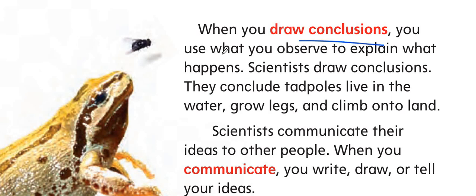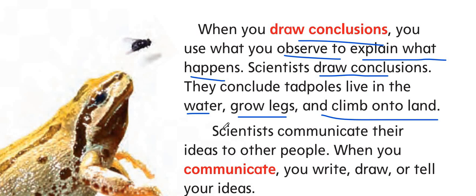When you draw a conclusion, you use what you observe to explain what happens. So in conclusion, from the shape of this frog, I conclude that it will be like this. In conclusion, we just explain what you observed and what you saw. Scientists draw conclusions and they conclude tadpoles live in the water, grow legs, and climb onto the land. So in the beginning of their lives, they live in the water and then go to the land.